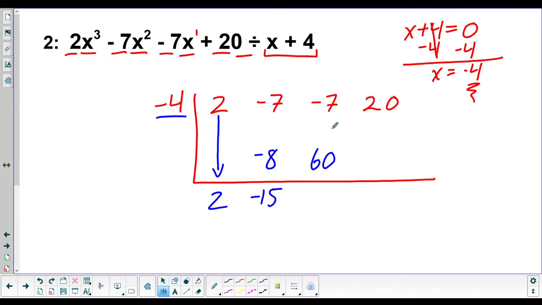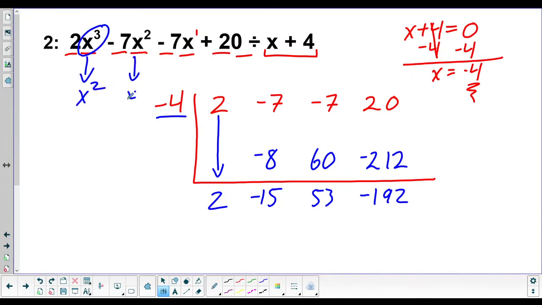Do what the signs say. -7 plus 60 is 53. Multiply to the outside number again. Negative 4 times 53 is negative 212. Do what the signs say. 20 minus 212 is negative 192. All right. Now we need to put our x's back on here. We're going to look at what we started with. X to the third. We're going to decrease that by 1. X squared, x, no variable remainder.